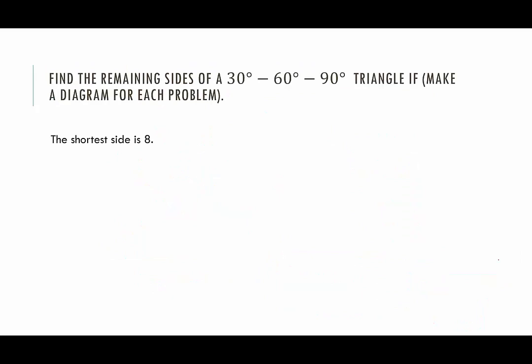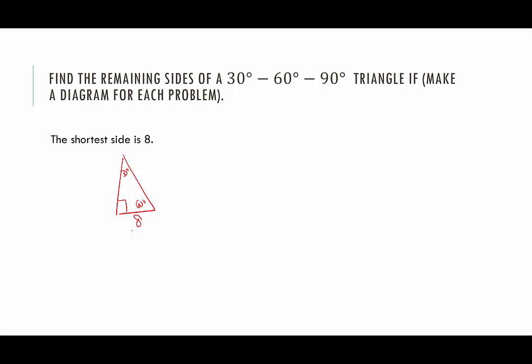Okay, so we want to find the remaining sides of a 30, 60, 90 triangle, and if we need to, we can make a diagram. So what we know is that the shortest side, my diagrams are always terrible, I apologize, is 8. So here's my shortest side, that's 8. Remember, when we're talking about the shortest side, by default, the shortest side has to be opposite the 30-degree measure. So that means that this is 30 degrees, this is 60 degrees, and then, of course, we have our 90 degrees.